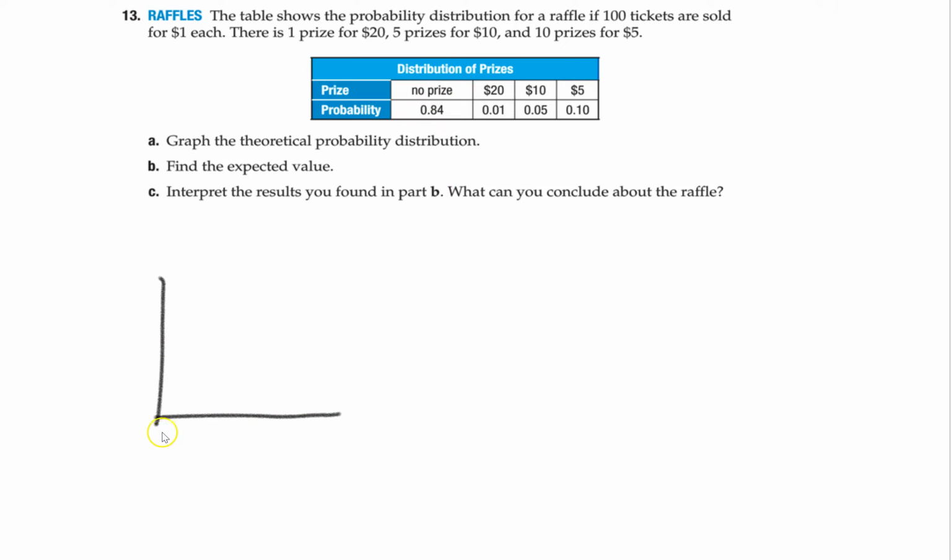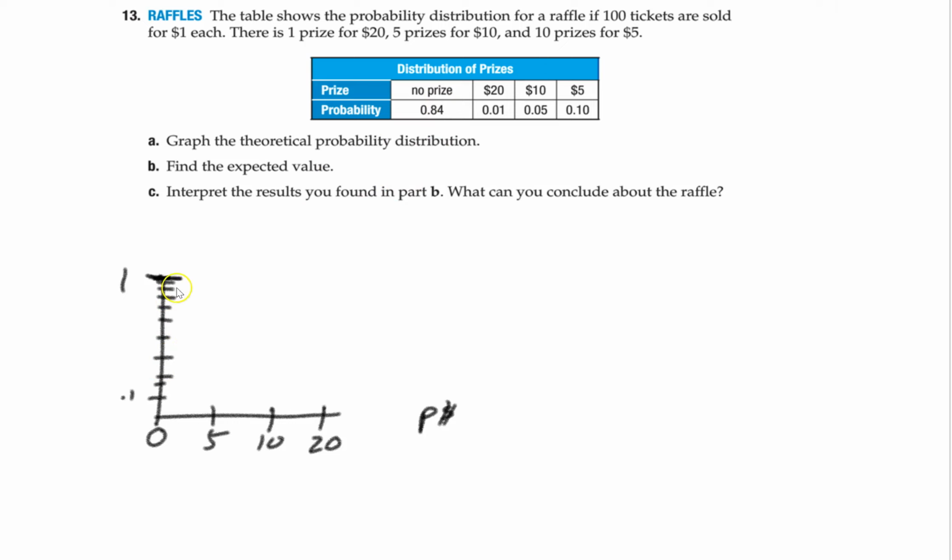So no prize, $0. Let's do this for prize money. And then let's have $5, $10, and $20. Our max should be 1 because it's all probability, so the max you ever hit is 1. Let's do 0.1, 0.2, 0.3, 0.4, 0.5, 0.6, 0.7, 0.8, 0.9. There you go. Anyway, let's do no prize is 84%. So far and away, no prize is the biggest.